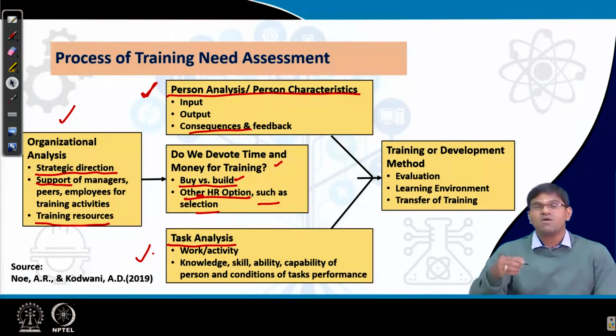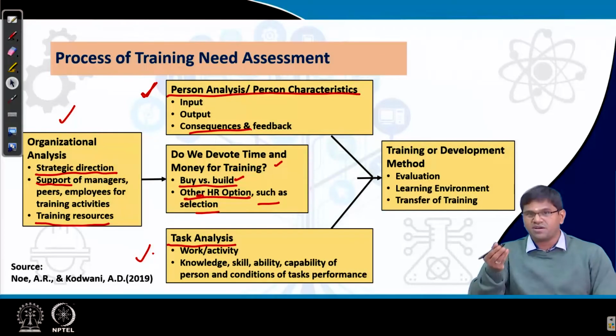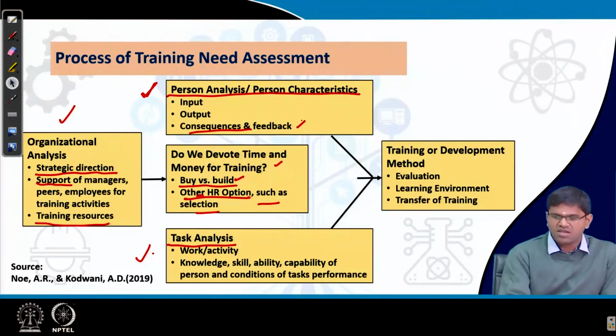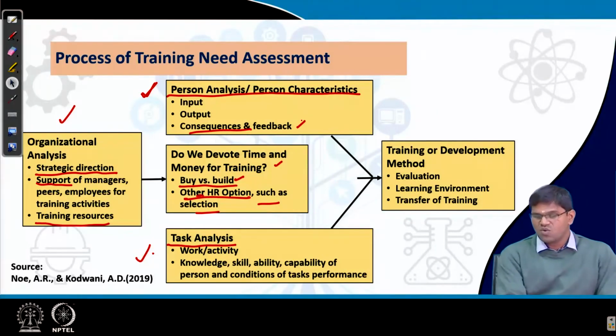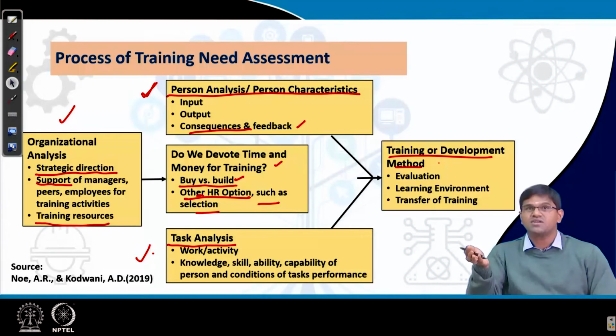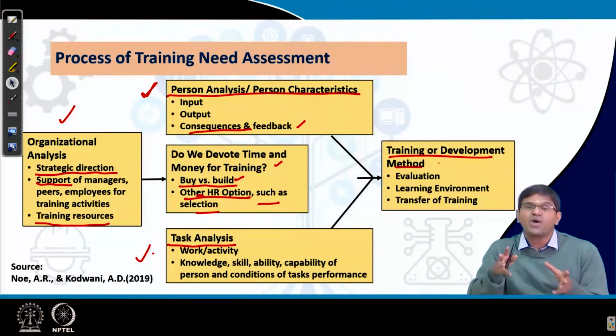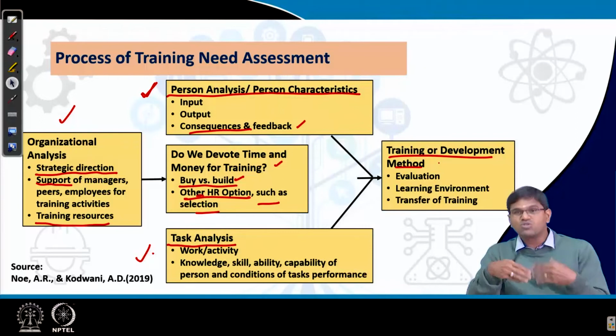If they perform, what are we going to do? Are we going to provide incentives, or additional remuneration, or whatever it is? And then feedback: if they are not really doing well, what type of feedback do we provide? This will impact the training and development method. So we are talking about evaluation of the training program, and also the learning environment, what type of learning environment we provide for an employee to go through the training, and also transfer of training.